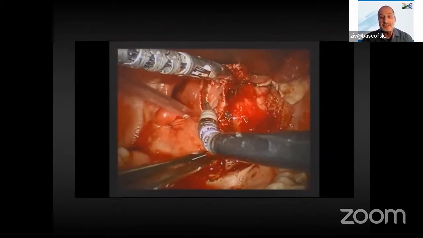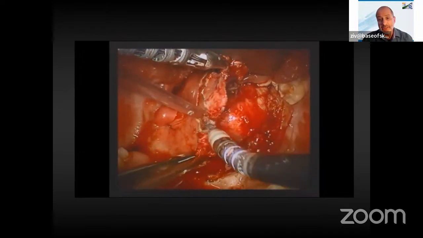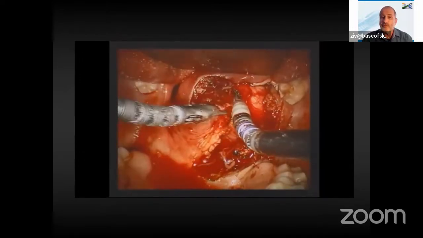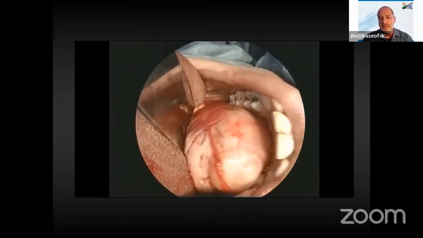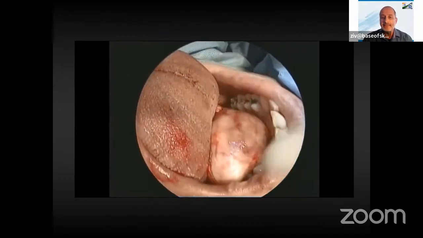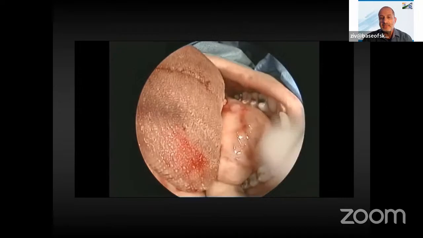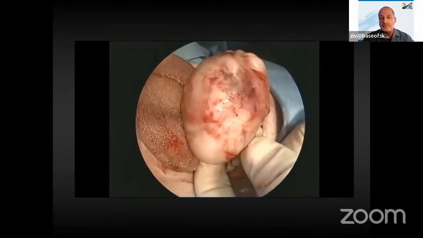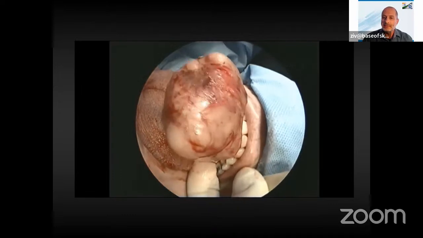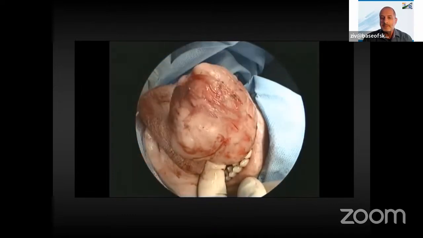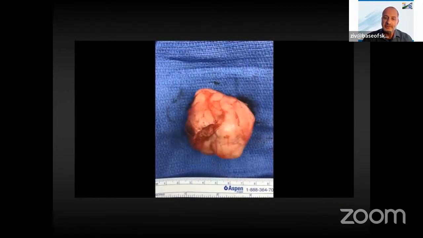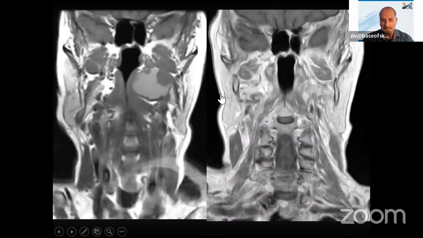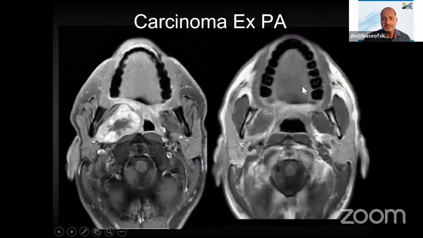If we would perform such a surgery solely transcervical, we would have 100% spillage of the tumor through the neck. And this is removal of this big tumor through a combined transcervical and transoral robotic approach, and the tumor is removed completely, including a negative margin from the mucosa that was involved. This is the area of the mucosa that was involved because of the previous biopsy. And this is the tumor. You can see here before surgery and after surgery.